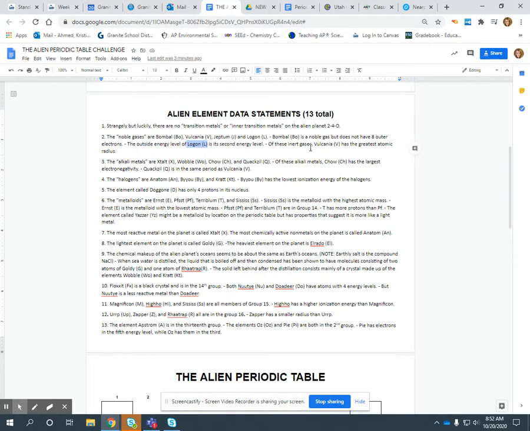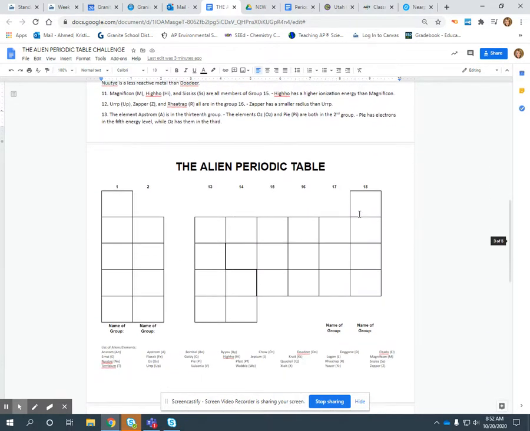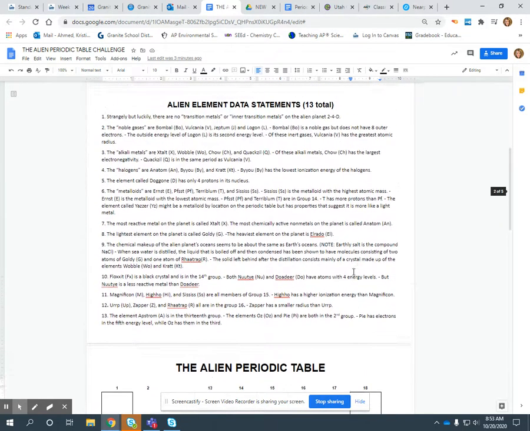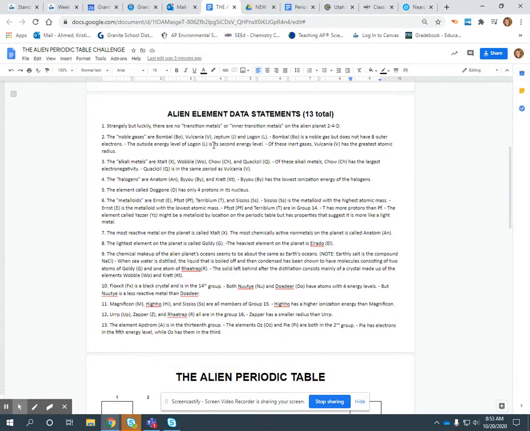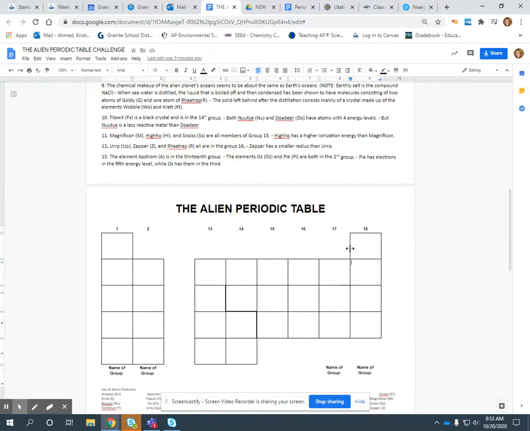It says, of these inert gases, volcana has the greatest atomic radius. Well, what did we learn about the periodic trends? Where are our largest atoms found? Are they at the top of the periodic table or the bottom of the periodic table? Think about what we learned about atomic radius and put volcana in the right spot. Now there should be one leftover spot for our final element, which is gypsum. Whichever spot is empty, that's where you're going to put gypsum.